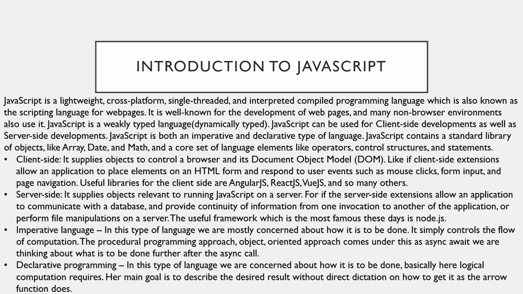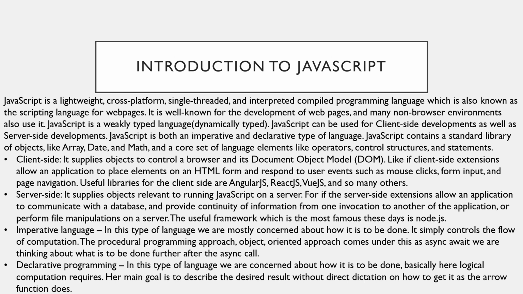Imperative language: in this type of language, we are mostly concerned about how it is to be done. It simply controls the flow of computation. The procedural programming approach and object-oriented approaches come under this. And in asynchronous wait, we are thinking about what is to be done further after the asynchronous call.